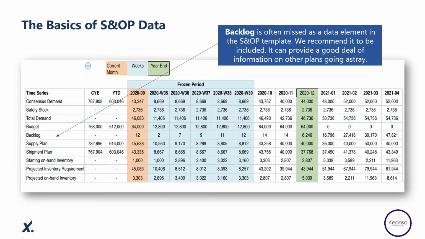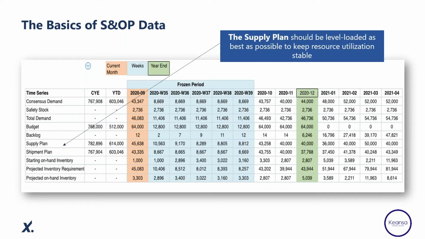The supply plan should be level loaded as best as possible. You want to make sure that your resources have a nice steady plan of action. You're not doing a lot of overtime one week and then laying off people the next. You want to make it nice and level all the way across.